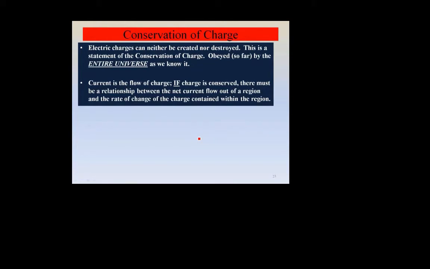Another important concept is the conservation of charge. The basic idea is electric charges can neither be created nor destroyed. This is the conservation of charge. And as far as we know, every place in the universe, this law is true. If we take current, which is the flow of charge, if charge is conserved, there must be a relationship between the net current flow out of a region and the rate of change of the charge contained within the region.